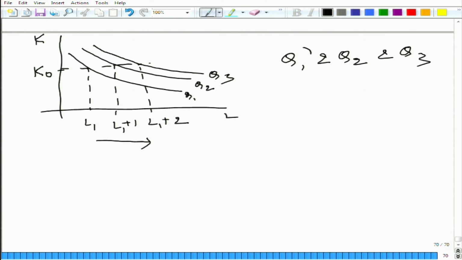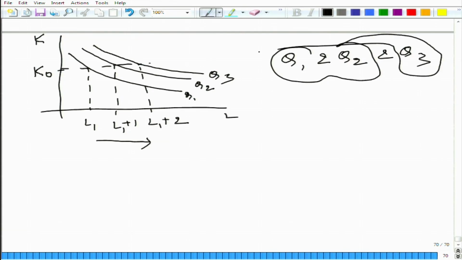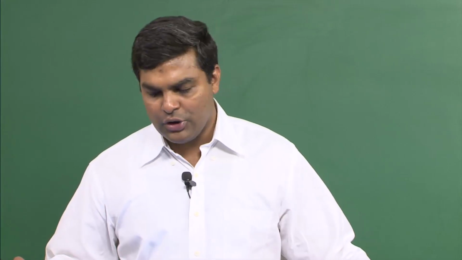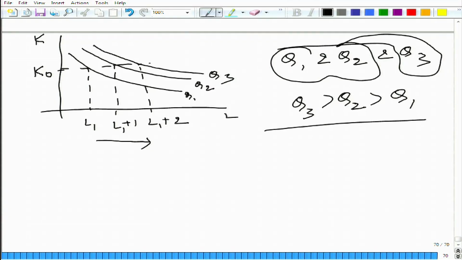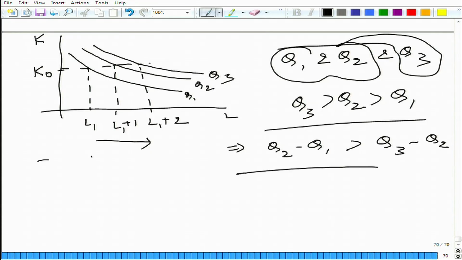Can we say anything about Q1, Q2, Q3, any functional relation? Given the way we have talked about isoquants, we have talked about monotonicity, so Q3 is greater than Q2 is greater than Q1. But if we bring in the concept of diminishing marginal productivity, can we say anything more? First of all, diminishing marginal productivity has nothing to do with the slope. Q2 minus Q1 is greater than Q3 minus Q2, because it is diminishing.